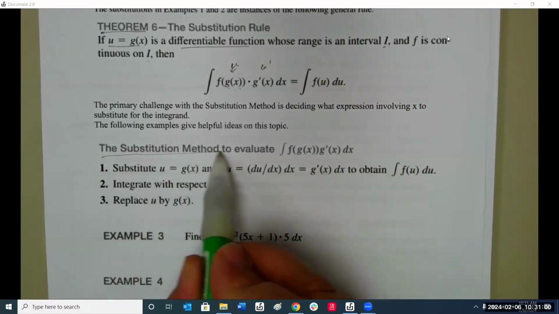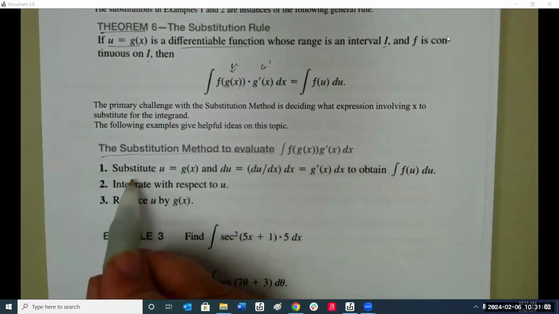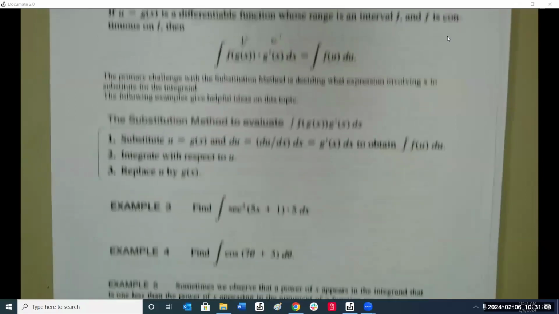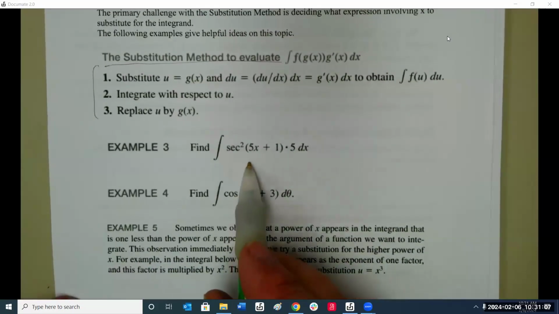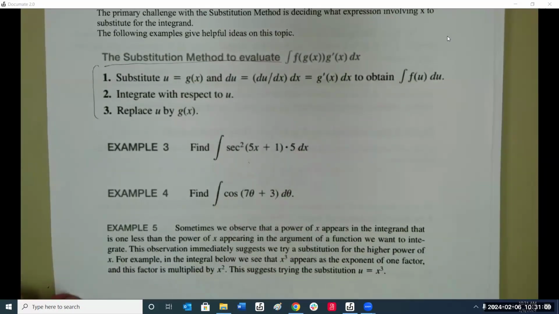The substitution method to evaluate: here are the steps for it. So let's look at this one. Example 3.